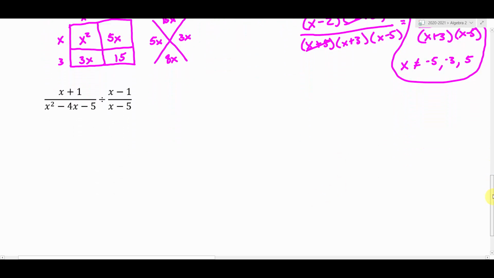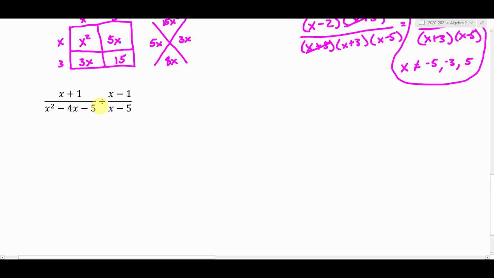All right, let's try it one more time here. So very similar. The only difference is, right, the operation has changed. Okay, so we are dealing with division, so it means we need to do a keep flip change, and I'm going to do that first. So I'm going to keep the first fraction.